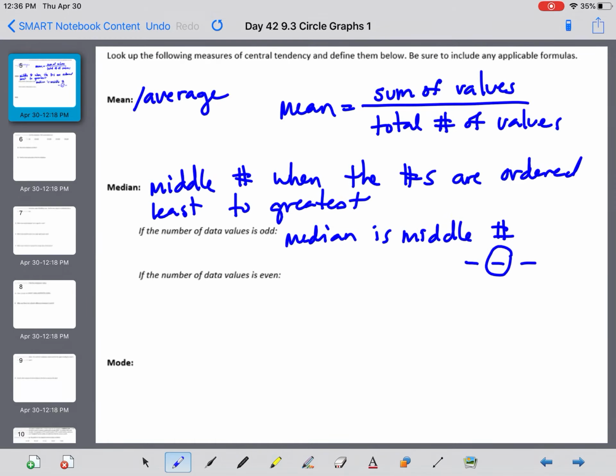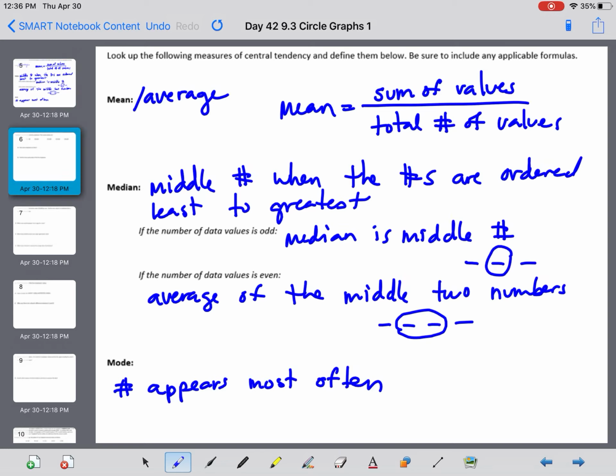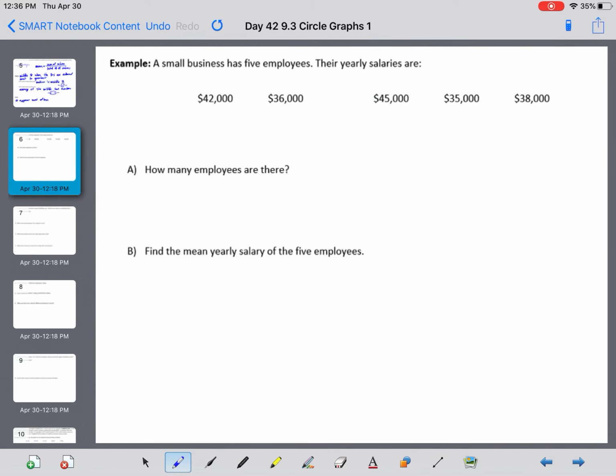If the number of data values is even, then the median is going to be the average of the middle 2 numbers. For example, if you have 4 data values, your median, your number in the middle, is going to be the average of these 2 numbers that fall in the middle. And then lastly, our mode is going to be the number that appears most often. So let's take a look at some questions. We're going to have a small business. There's 5 employees. You can see their yearly salaries below.